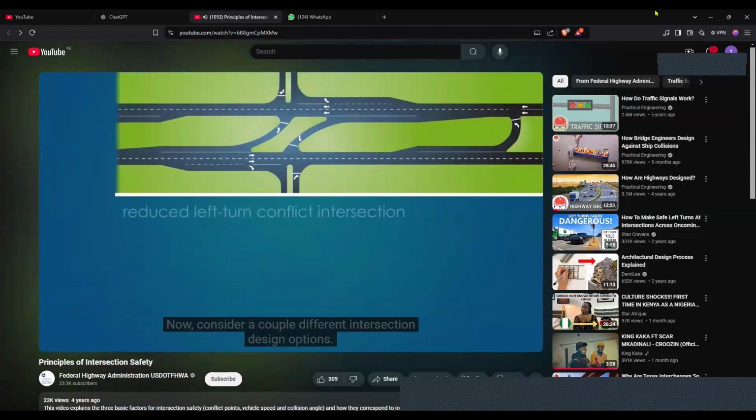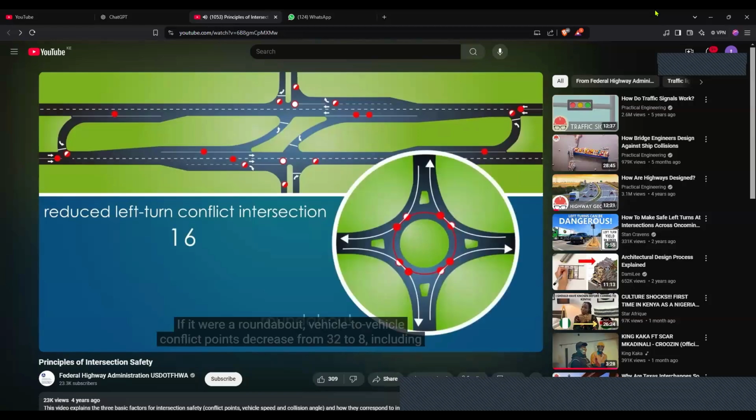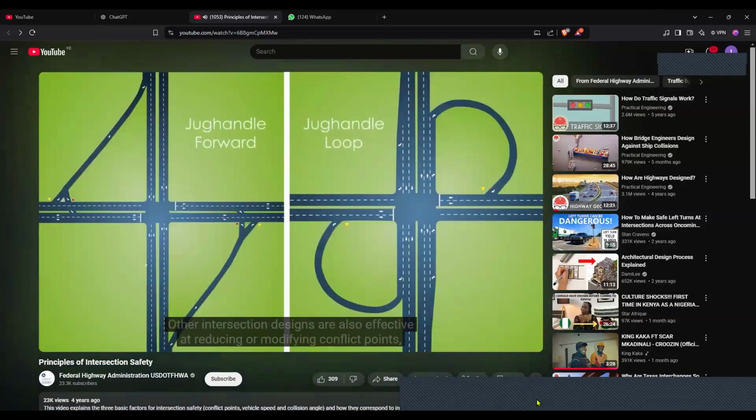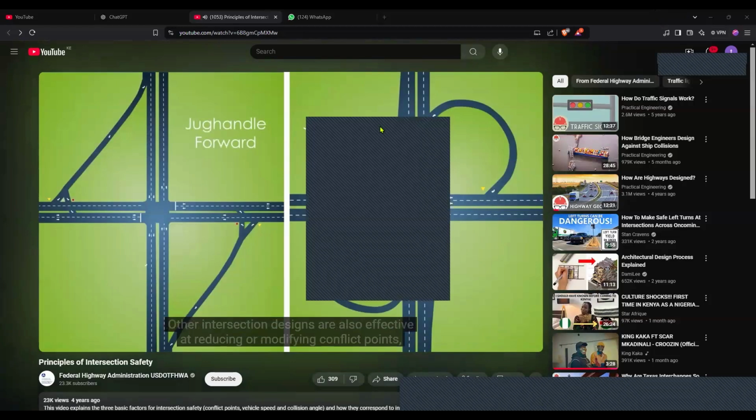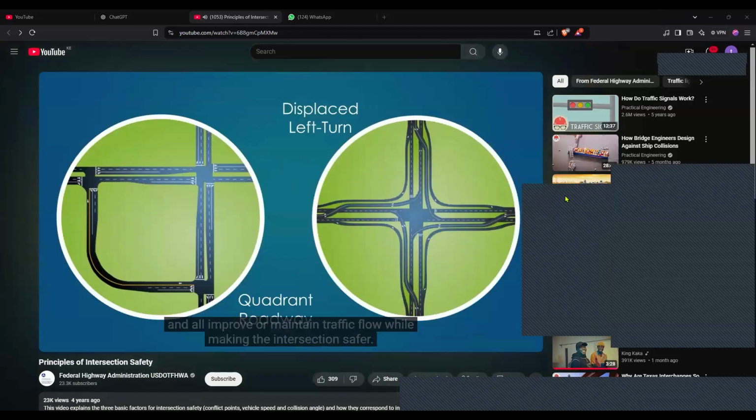Now, consider a couple different intersection design options. If it were a reduced left turn conflict intersection, vehicle-to-vehicle conflict points are cut in half. If it were a roundabout, vehicle-to-vehicle conflict points decrease from 32 to 8, including the elimination of all left turning and crossing conflicts. Other intersection designs are also effective at reducing or modifying conflict points, and all improve or maintain traffic flow while making the intersection safer.